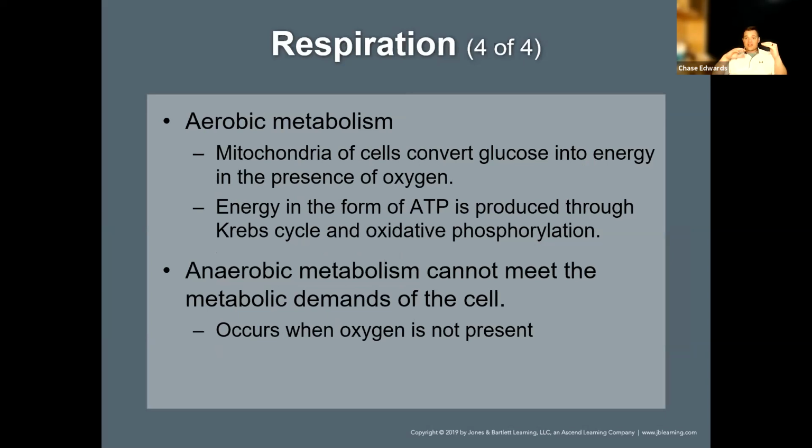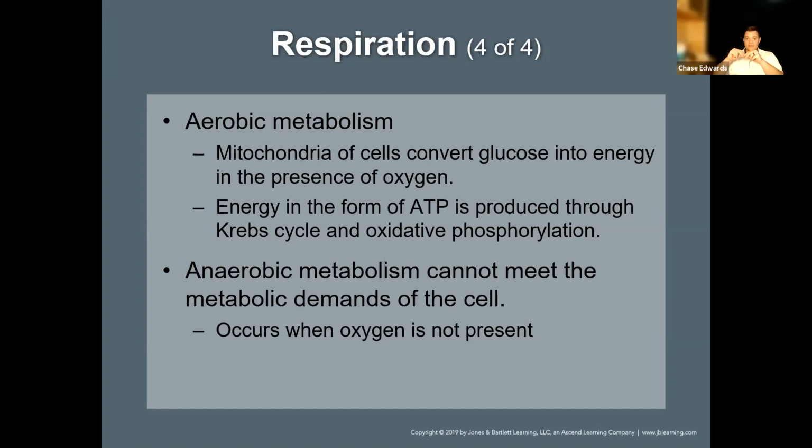In the presence of oxygen, the mitochondria, if you remember that term, the mitochondria of the cell convert glucose into energy using a process known as aerobic metabolism. Energy in the form of ATP, I know y'all remember that, is produced through what cycle? We're seeing it again. The Krebs cycle. And then oxidative phosphorylation. Bringing the Krebs cycle back up again.